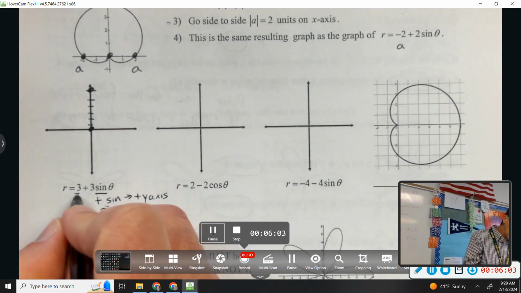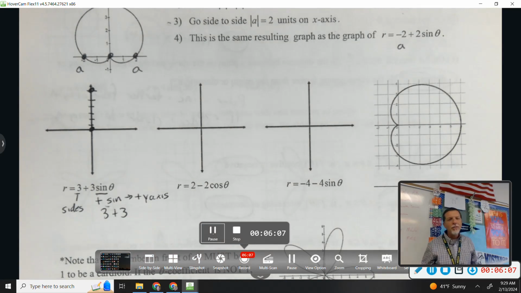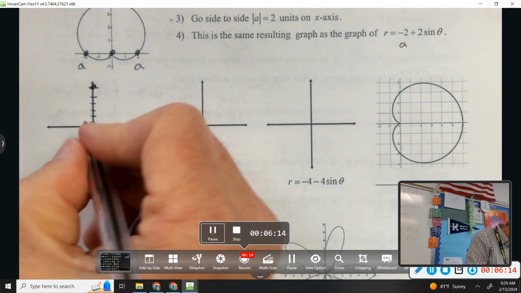The A is the sides. Be careful, it's not always left and right. Because this is a sine, it's left and right. For cosine, it would be up and down. So we'll go 3 out on the sides.